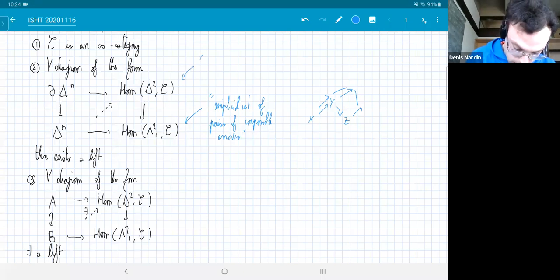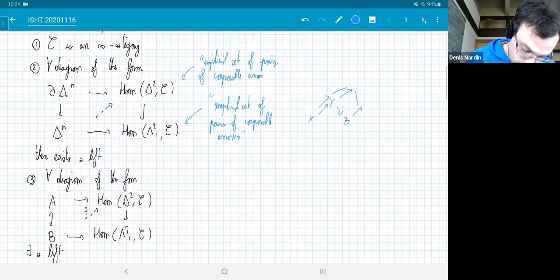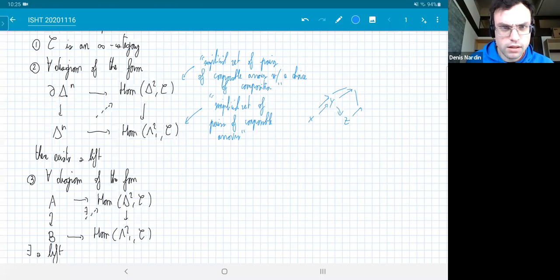And this is a simplicial set of pairs of composable arrows with a choice of composition. Oof, I can spell. Can you read this color I'm using, by the way? Yeah, okay. Because sometimes there is a difference between how Zoom portrays the colors and how my tablet does, and sometimes I use a color that is beautiful here, but the audience cannot see it, so I'm just asking to be sure. Okay, so that's the intuition.